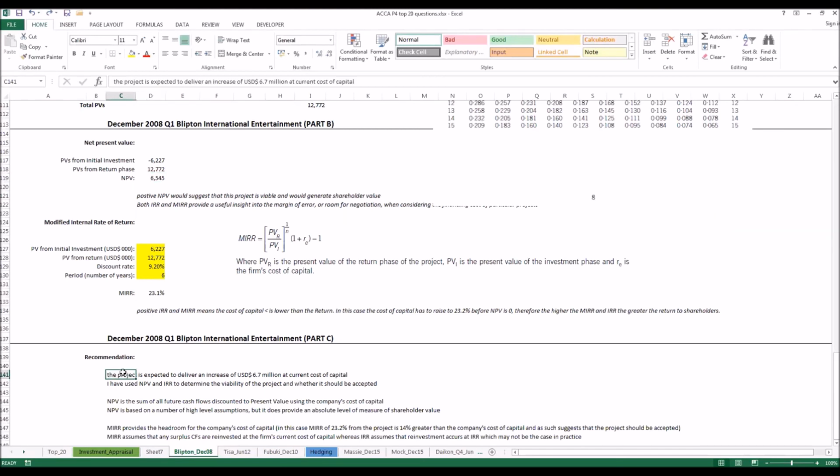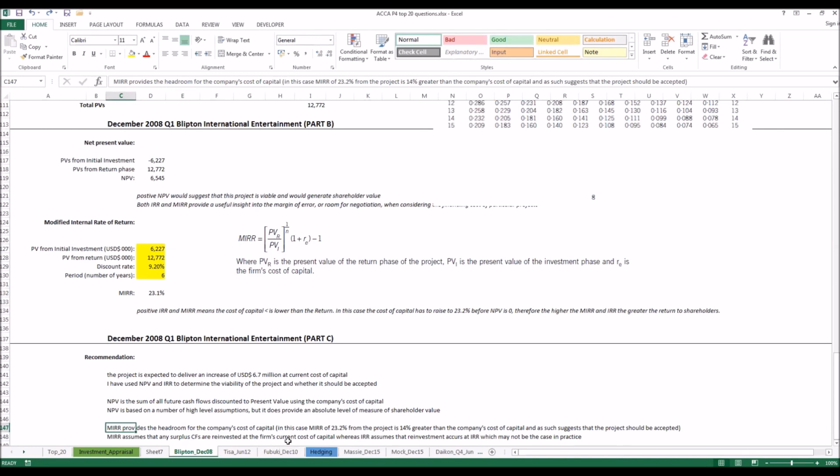Finally, the recommendation is the project is expected to deliver an increase of 6.7 million at our current cost of capital, which is 9%. You say something along the lines of, I've used NPV and IRR to determine the viability of the project and whether it should be accepted. Then you start talking about each of the methods. So NPV is the sum of all future cash flows discounted to present values using the company's cost of capital, which here is 9%. NPV is based on a number of high-level assumptions, but it does provide an absolute measure of shareholder value. Modified internal rate of return provides the headroom for the company's cost of capital.